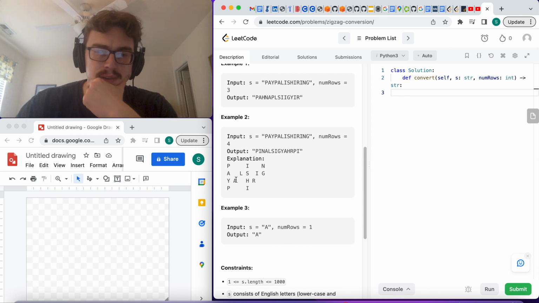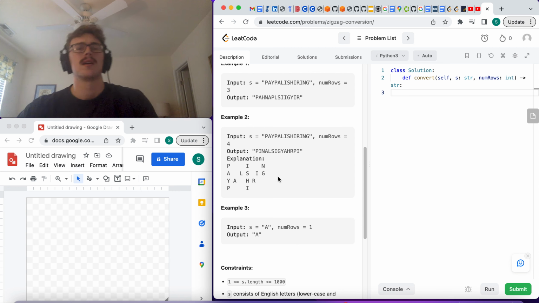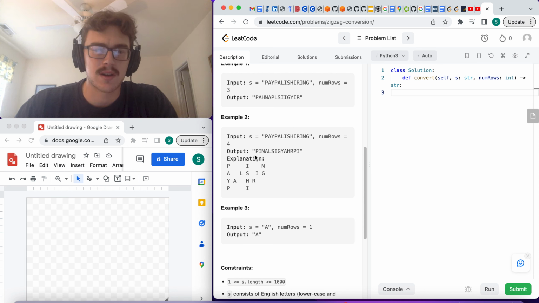Okay, so let's see if it works for this second row. So A, 1, 2, 3, 4, 5, 6. So now we get S. Okay, that's good, but we skipped L. And we can't just return PINAS. There's an L there. PINALS, right? We're skipping over that L. So what's going on here? Clearly our little calculation doesn't work.